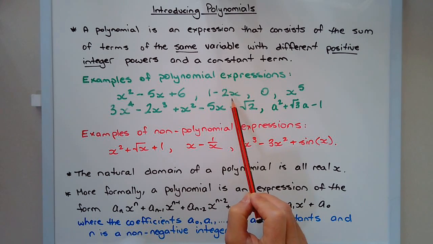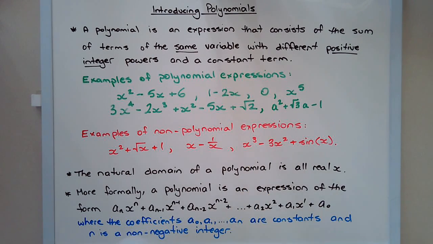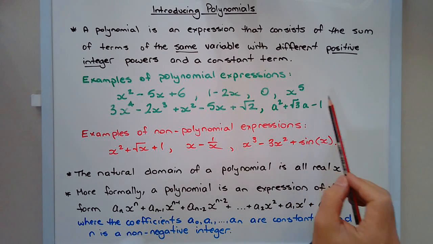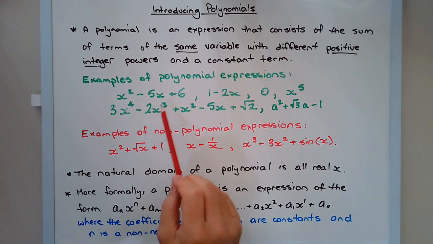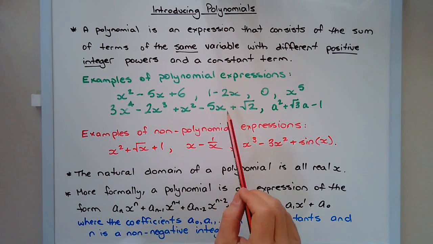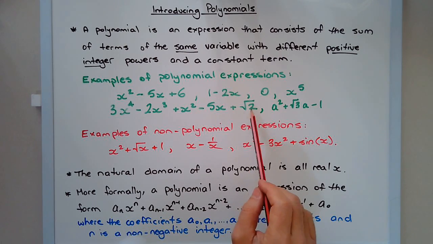is a linear polynomial, 0, we give that a special name called the zero polynomial, x to the power of 5, so this is a polynomial that consists of one term, and the constant term in this polynomial is 0, but because it's 0, we don't show it. 3x to the power of 4 minus 2x cubed plus x squared minus 5x plus the square root of 2. This is the polynomial that has an irrational constant term.